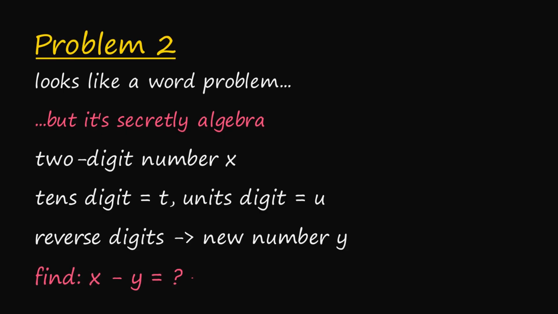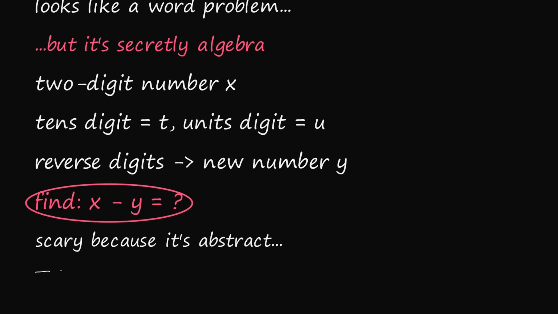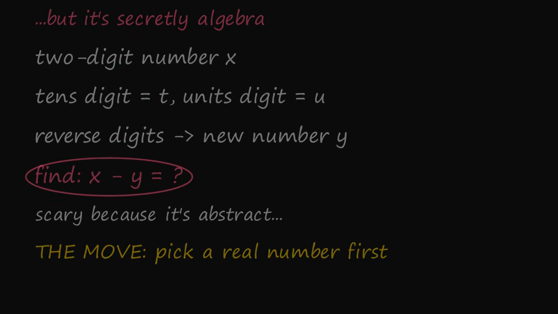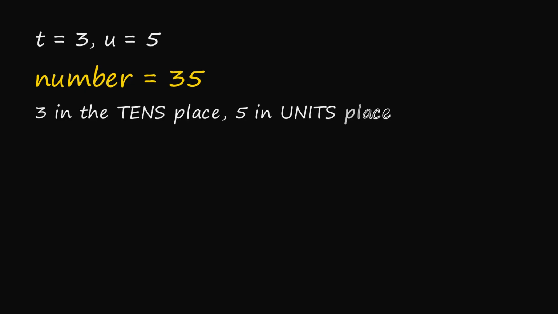This looks scary because it's abstract. There's no actual numbers here, just letters representing digits. So the move is pick an actual number in your head to understand the structure, then convert that structure into algebra. Let's think about how a 2-digit number actually works. If the tens digit is 3 and the units digit is 5, the number isn't 3 plus 5. It's 3 times 10 plus 5. That's the part people forget, because a digit's value actually depends on which place it's sitting in.